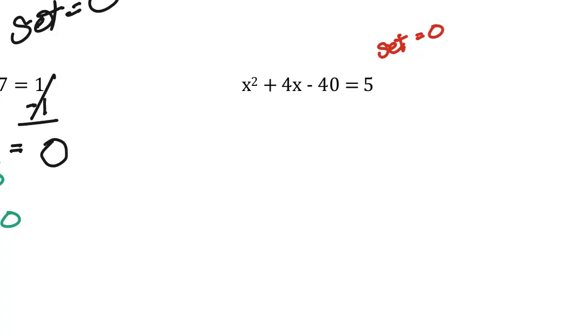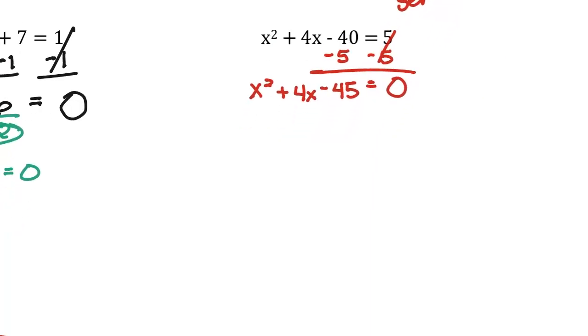Yeah, subtract the 5. So subtract 5. The 5s cancel out. Now I have 0. Oh, yeah, I feel much better. And we have x squared plus 4x and negative 40. Take away 5 more is negative 45.